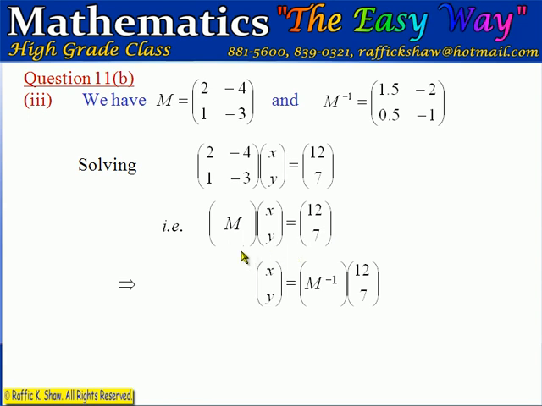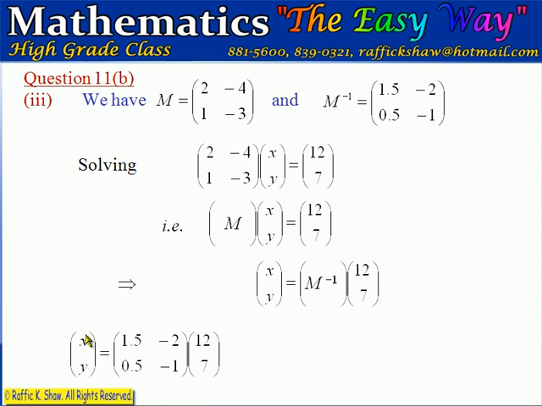And it obeys the basic matrices transposition, that if matrix M multiplied by XY is equal to 12 7 here, then the matrix XY is equal to the inverse of M multiplied by 12 7. So by substituting the inverse matrix here and carrying out this calculation, we can calculate the column matrix XY and therefore the value of X and the value of Y. So let's show that calculation.